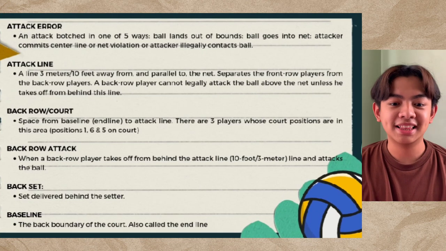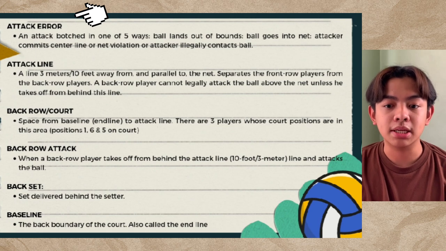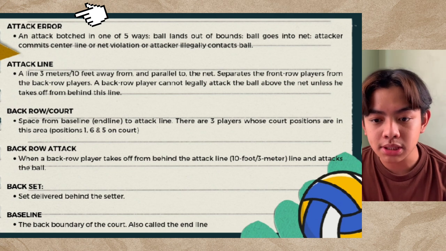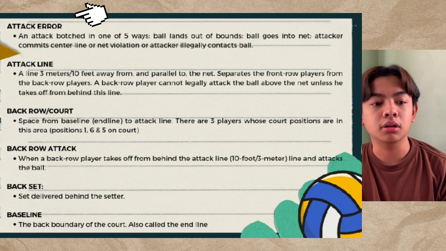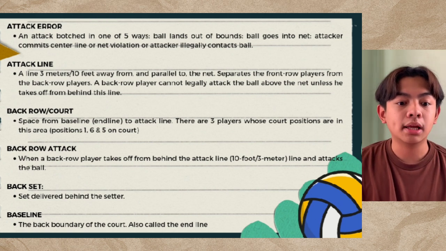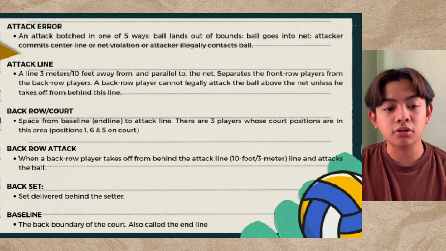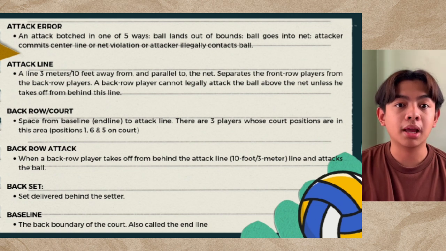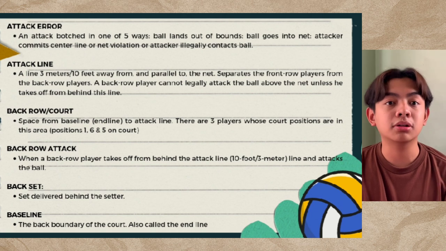And next of that is attack error. An attack error occurs in one of five ways: ball lands out of bounds, ball goes into the net, attacker commits a center line or net violation, or attacker makes illegal contact with the ball. Most coaches alam mo mga ito, but an attack error is charged to a player kapag ang attacker commits a foot fault violation, hits the ball into the net, performs a back row attack violation, creates illegal contact with the ball, or hits the ball into the antenna.